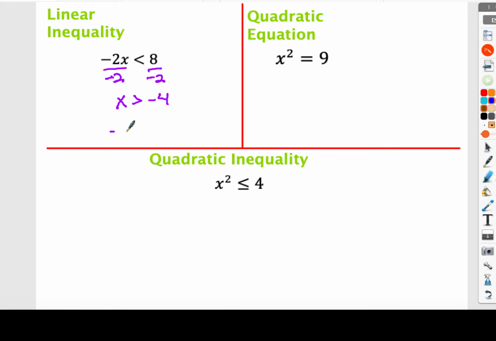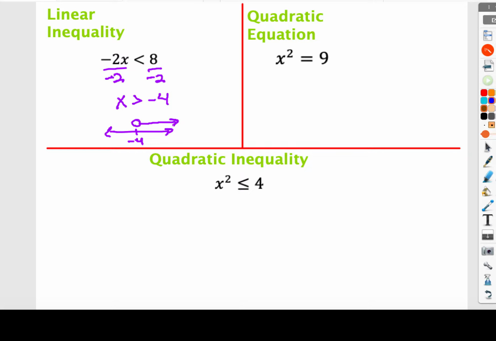Then the other thing, the big thought with this, is that we have multiple answers. X is greater than, so again, not equal to. We're going to do an open circle there. Let me redraw that so we can definitely see it's an open circle. But then every number greater than that works for an answer.